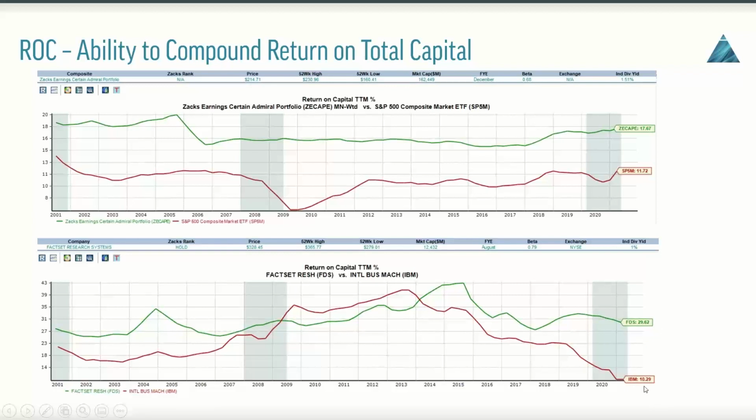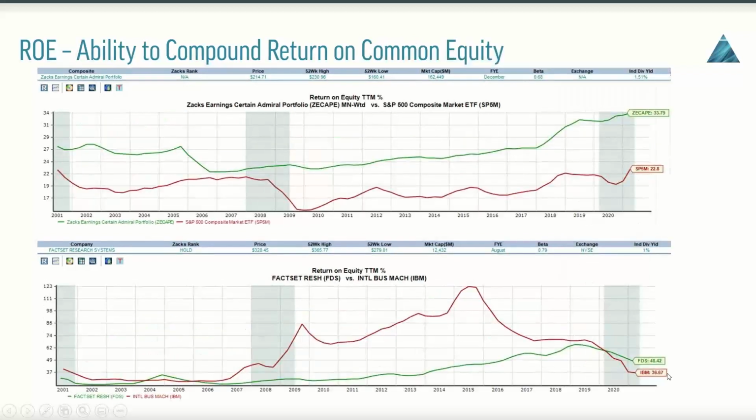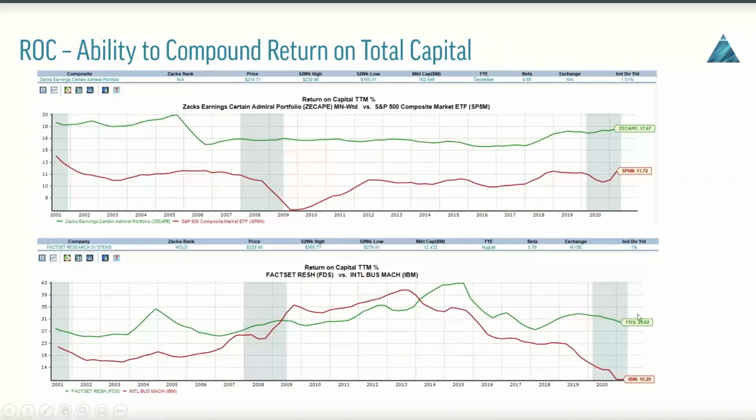IBM sitting at literally a third of FactSet's ability to compound return on its total capital structure. So I'll just go back really quick, and you can see that we were sitting for return on equity at 48.42 versus IBM at 36. Again, both FactSet and IBM taking on debt, lowering the ROC down just a touch for FactSet, but really collapsing for IBM to the tune where FactSet is literally 3 times more efficient at compounding return on its total capital. And obviously, you can see the Admiral portfolio versus the S&P 500. It's about a 50% better metric.